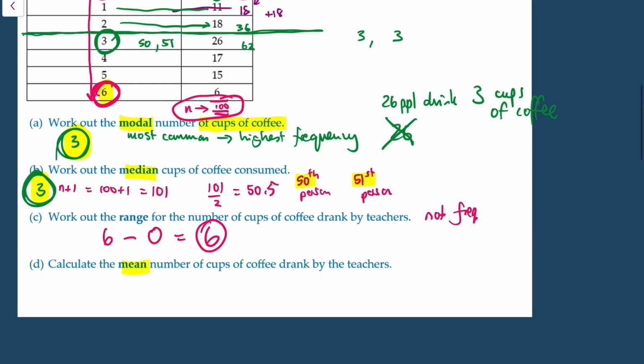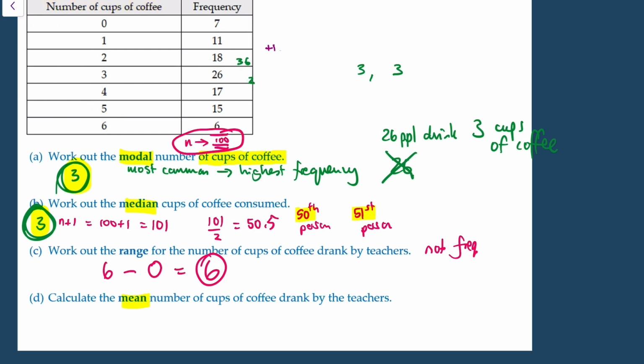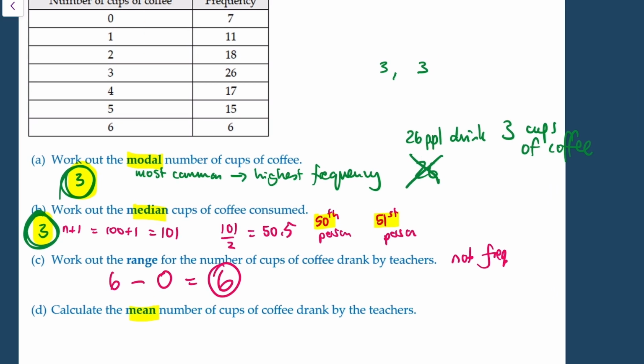Okay, and now we get to the mean. We just rub all of this out. The mean is adding everything up and dividing by how many there are.